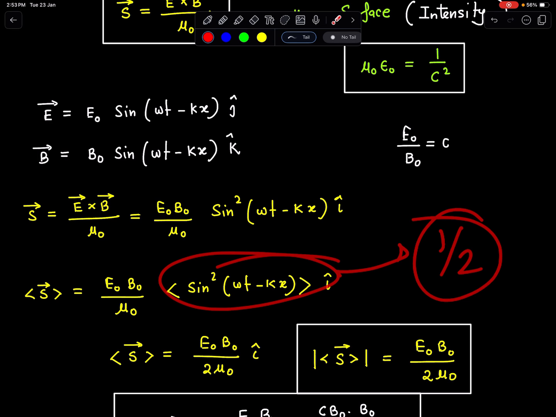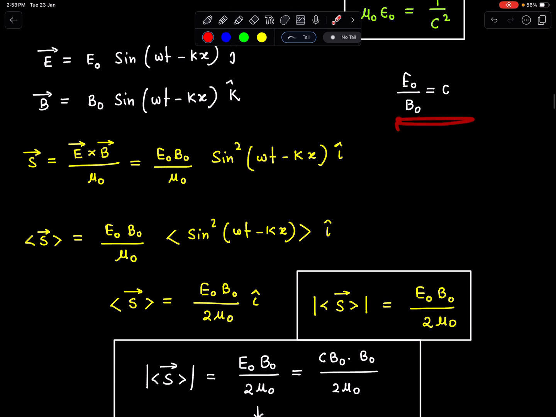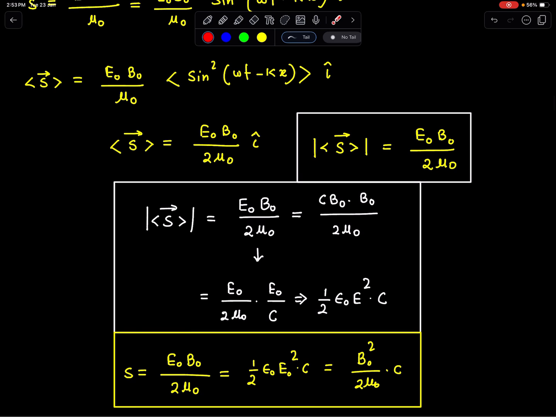We have done that at many places. You would have done it in AC also, waves also, right? 11th class. So this Poynting vector average value is E naught B naught divided by 2 mu naught, that is electric field amplitude times magnetic field amplitude, and it comes in the i cap direction. Now I have this relation E naught by B naught, which is c. If I substitute these values here, I am going to get this average value of the Poynting vector as E naught B naught by 2 mu naught, or half epsilon naught E naught square times c, or B naught square by 2 mu naught times c. Now these terms are very much familiar to you.